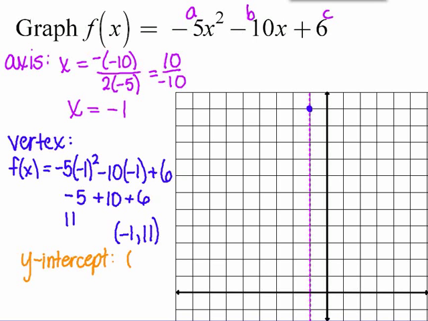6. So I'm going to put a dot at 6, and I'm going to put the mirror image at 6 as well. And so finally, I just need to draw my parabola. Easy peasy. So far, so good?